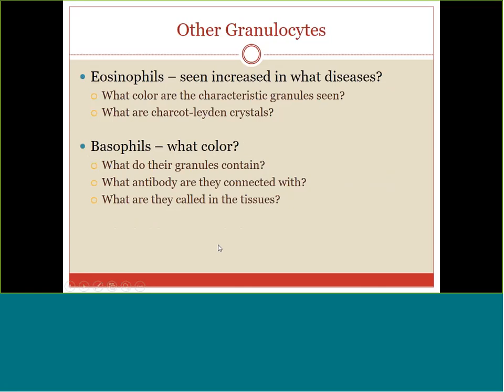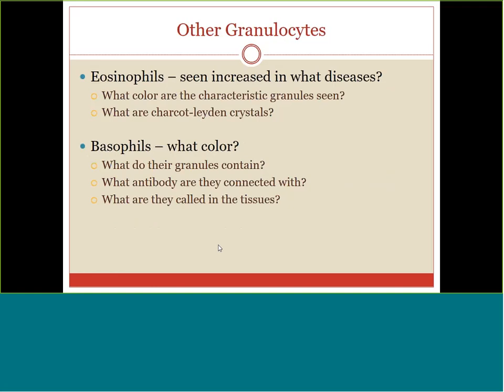Other granulocytes, eosinophils, we see these increased in allergies, parasitic infections, and CML. So we just learned CML this quarter, and so you should see high eosinophils in that. What color are the characteristic granules? Again, eosinophils have those beautiful, bright red-orange granules. Charcot-Leyden crystals, this is something we learned a long time ago, but basically when you're looking at a diff, and sometimes you come across an eosinophil that looks burst almost, you see the red-orange granules lying there, and you kind of see a nucleus off to the side, that's kind of Charcot-Leyden crystals.